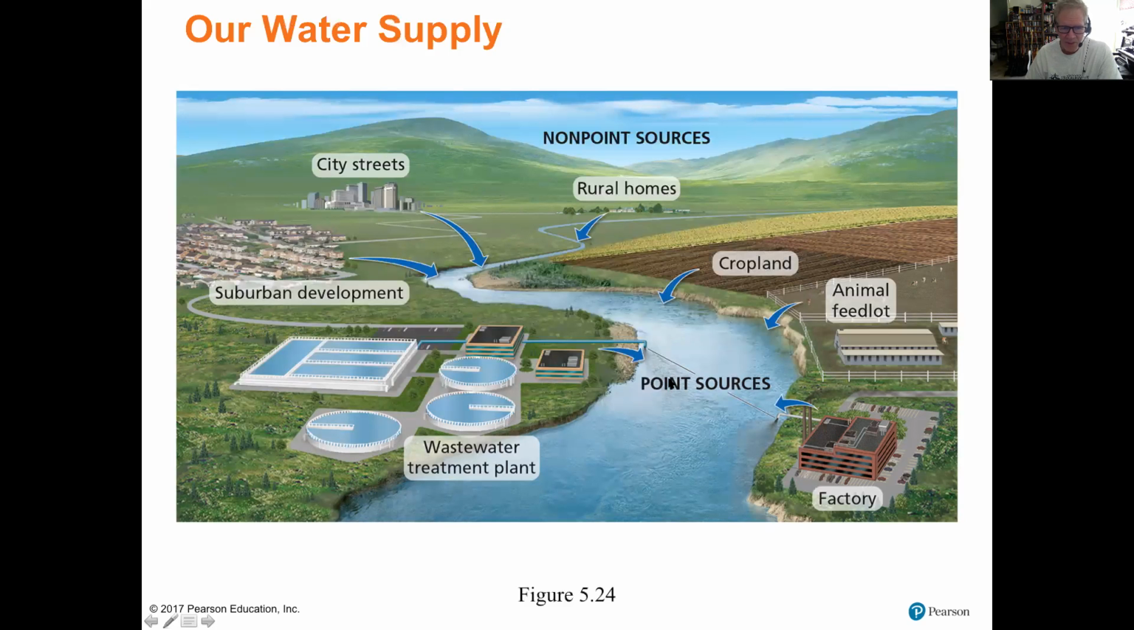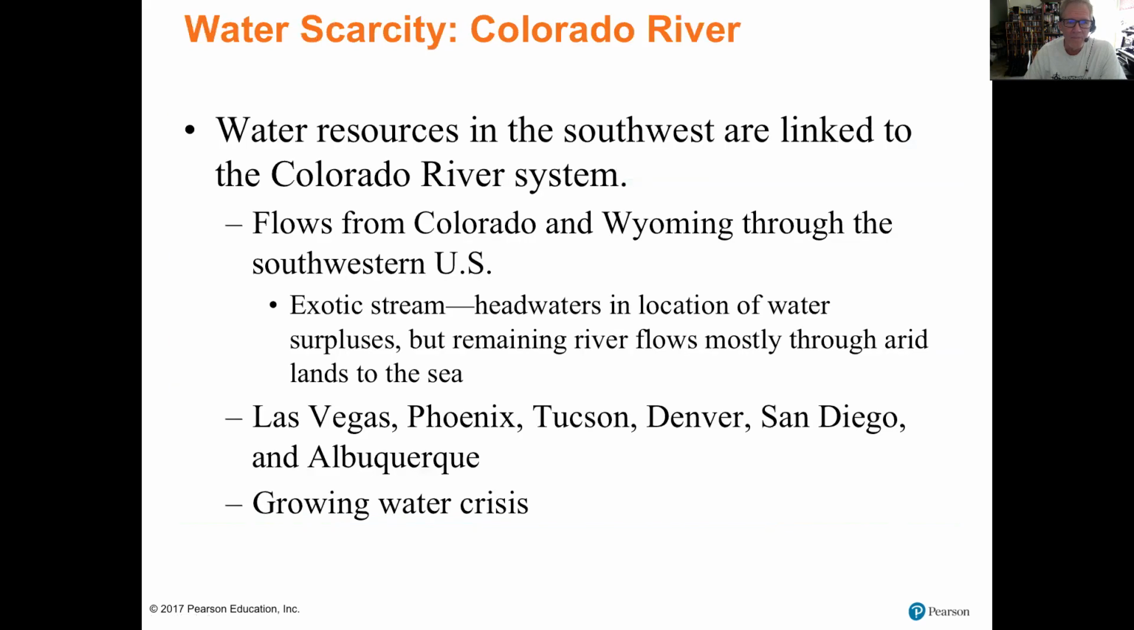Point sources that we know, in this case, a wastewater treatment facility or a factory. So all these have the potential to put pollution into the river, which will flow out into the ocean, or some of it will sink into, remember, this is the top of the groundwater, and it will get into the groundwater supply eventually. That's why it's so important to keep track of environmental contaminants and enact laws that mitigate the amount of pollution.